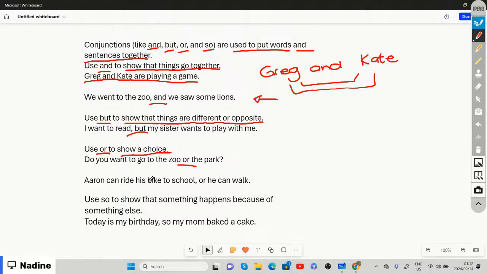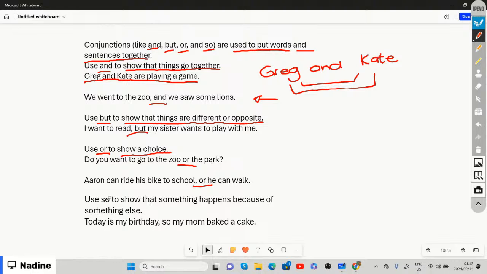And even if we look at the next example, it says Aaron can ride his bike to school or he can walk, which means that Aaron has a choice to either take his bicycle to school or walk to school. So Aaron can ride his bicycle to school or he can walk.